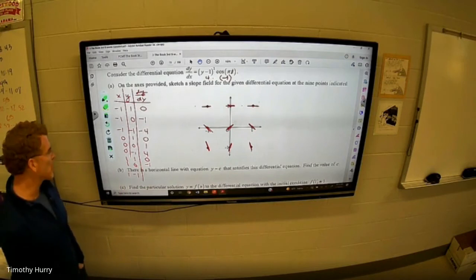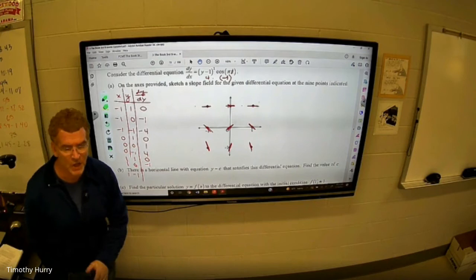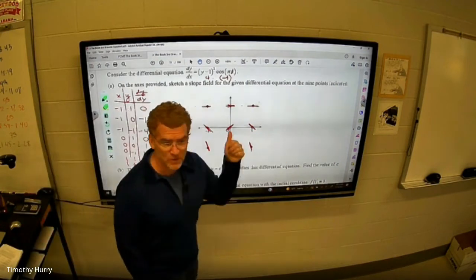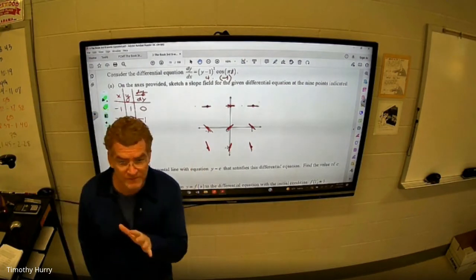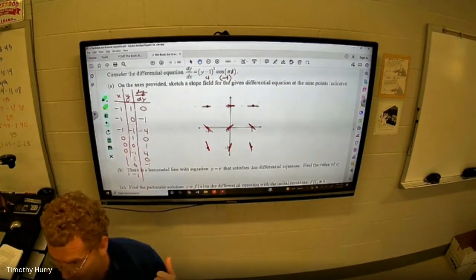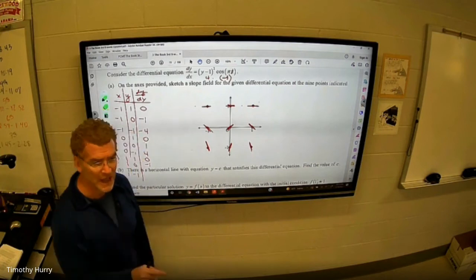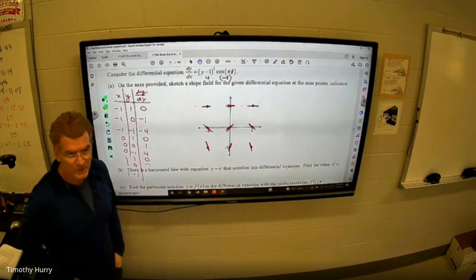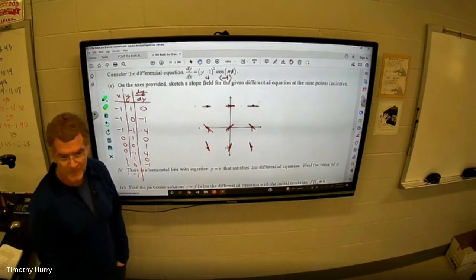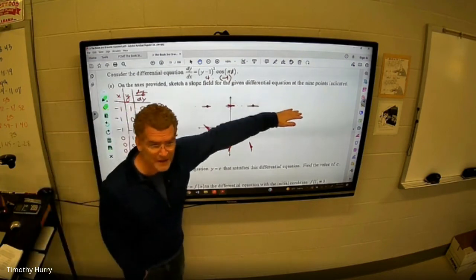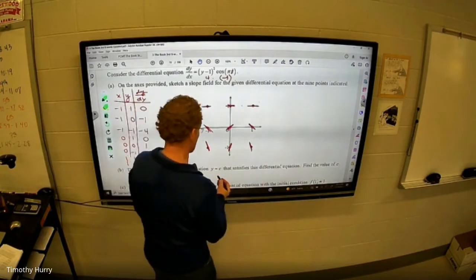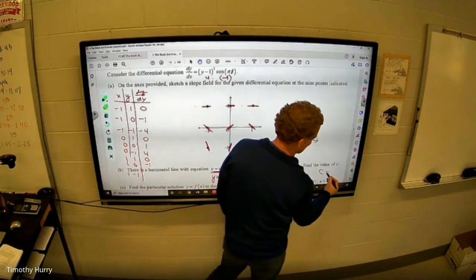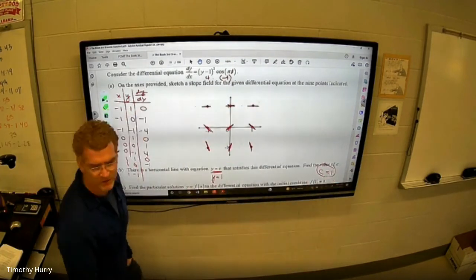Now, B. There is a horizontal line with an equation of y equals c that would satisfy this differential equation. Now, there's all kinds of general solutions to this, right? But they're telling you there's a horizontal line that could be drawn through here. Do you see it? What would it be? The equation would be y equals 1, right? So if it's the equation y equals c, and you know that that's y equals 1, then your c value would have to be equal to 1. You got a point for recognizing that.